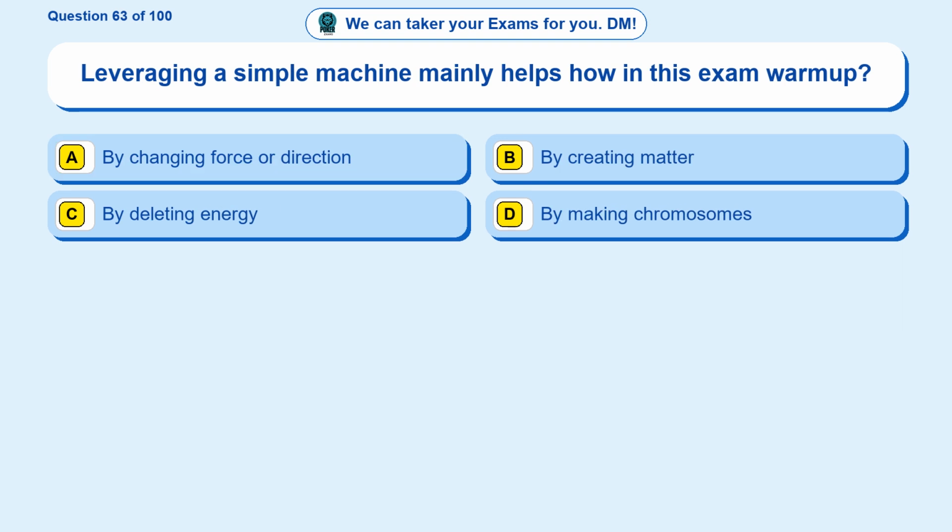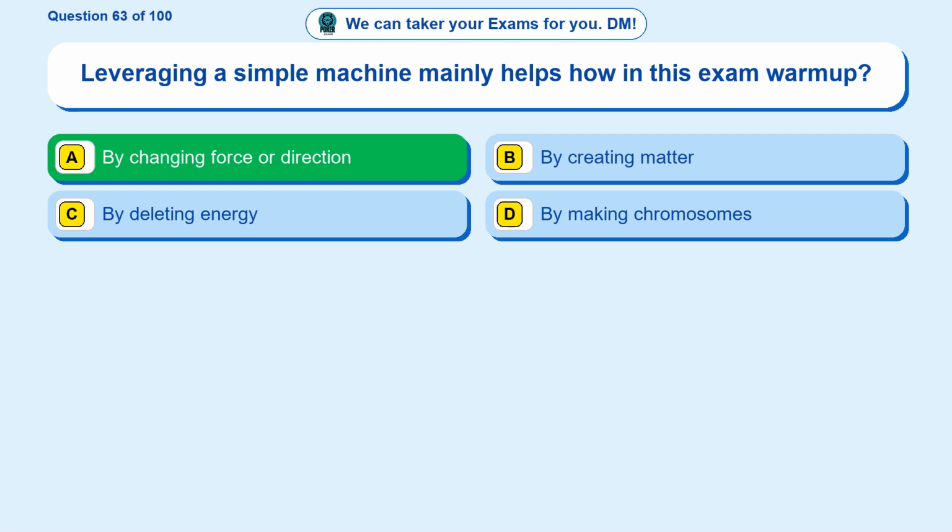Question 63. Leveraging a simple machine mainly helps how in this exam warm-up? Option A, by changing force or direction. Option B, by creating matter. Option C, by deleting energy. Option D, by making chromosomes. The correct answer is option A. By changing force or direction.